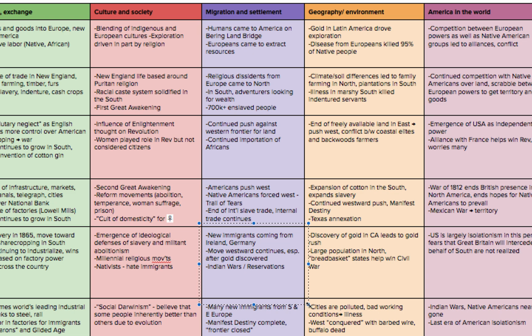The movement westward continues, especially after the discovery of gold in California, and then later the precious metals that are going to be found in Montana, Colorado, Nevada, etc. And that's going to drive the manifest destiny that we talked about in the last unit.